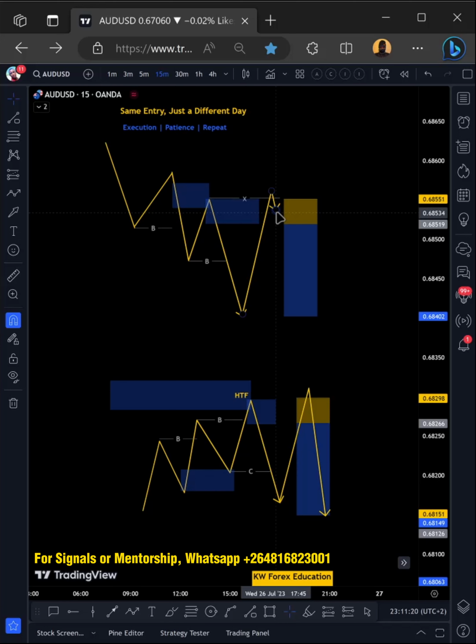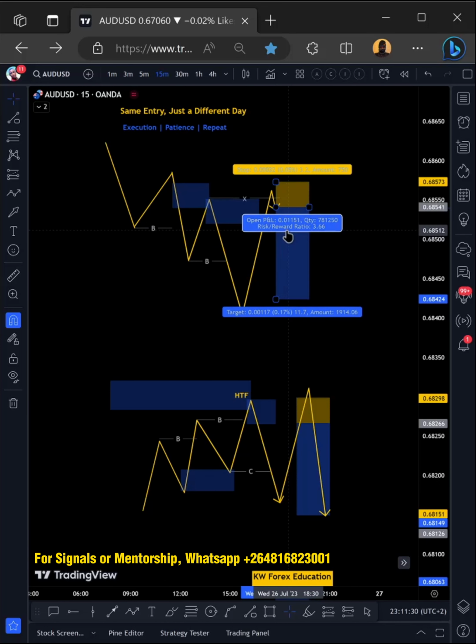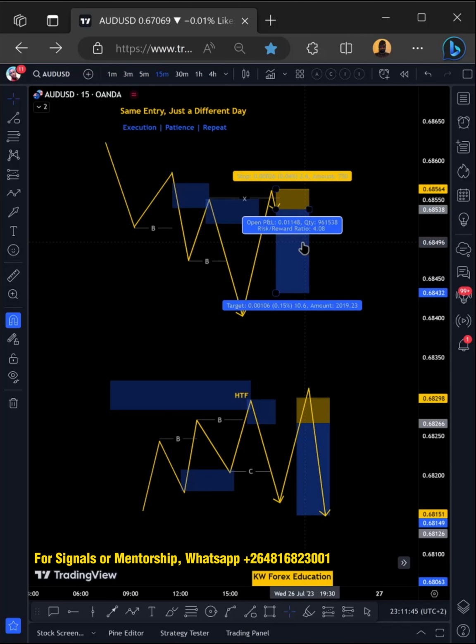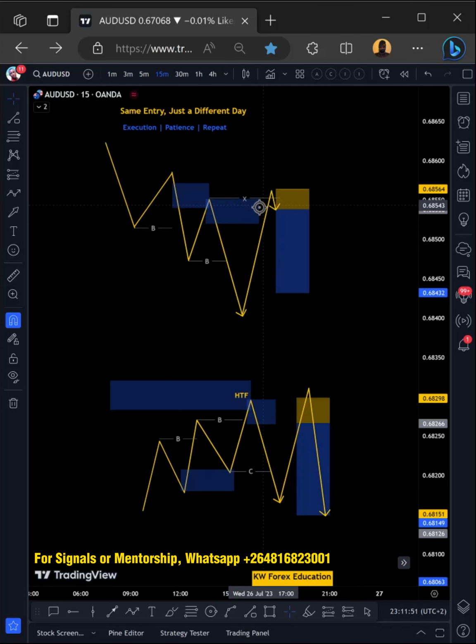After it does that, right, that is when you can sell with a stop loss above the highest point where the market went, and then you target any imbalance that is below here. At least always target a 2-to-1 or 3-to-1 risk-to-reward ratio. This is what I need you to be doing.